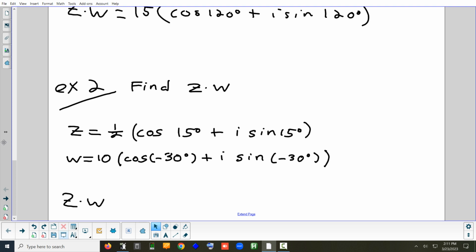Okay, so here's z. Here's w. What they call them, that doesn't matter. They could call them z1 and z2. They could call them a and b. It says, here's your first one, here's your second one. Multiply them together.